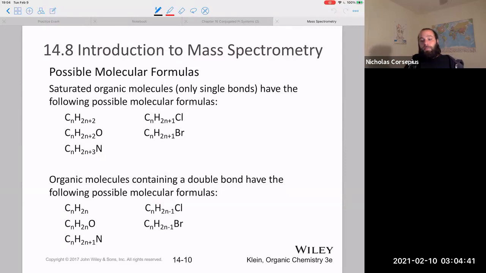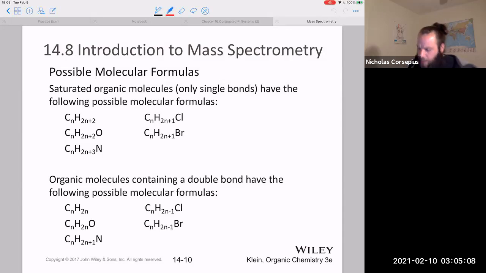Now, something important to remember: what's mass spec good for? Two things: determining the molar mass or molecular mass of a compound, and also we can get the molecular formulas of a compound. So let's talk about the molecular formula for a second, because I think that seems like a harder one. It's important to remember that not every molecular formula is possible.